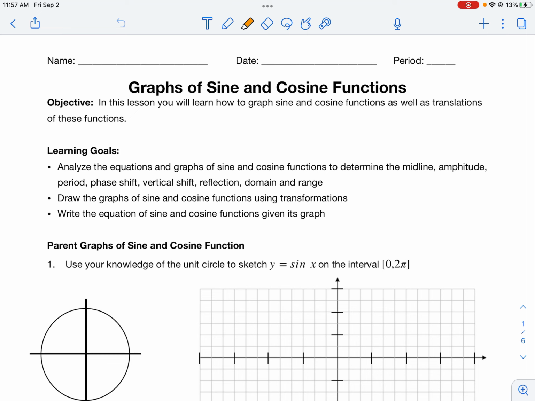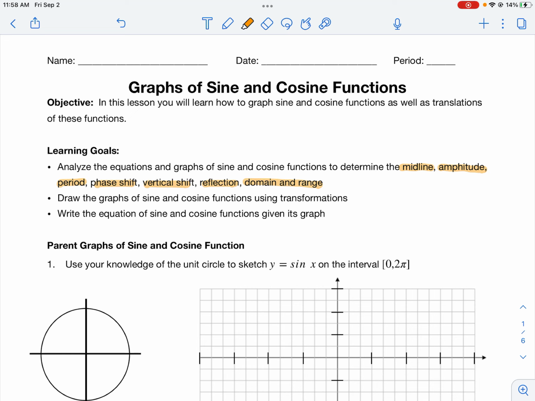So we have some new terminology that you'll need to focus on as we go through this lesson. One thing is the midline of the graph, the amplitude, the period, the phase shift, the vertical shift, the reflection, and then of course you should already know domain and range.